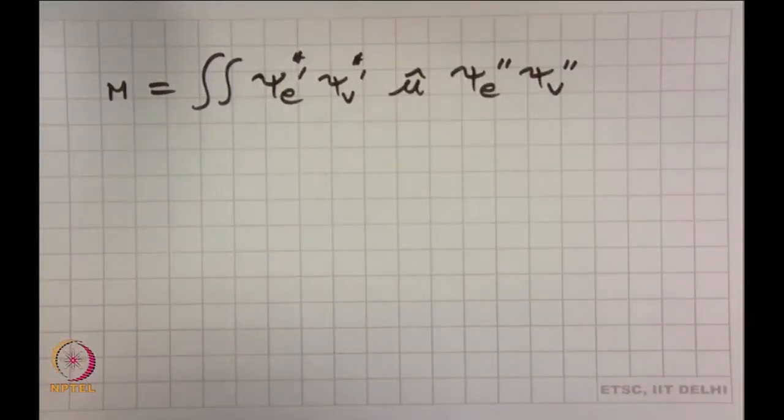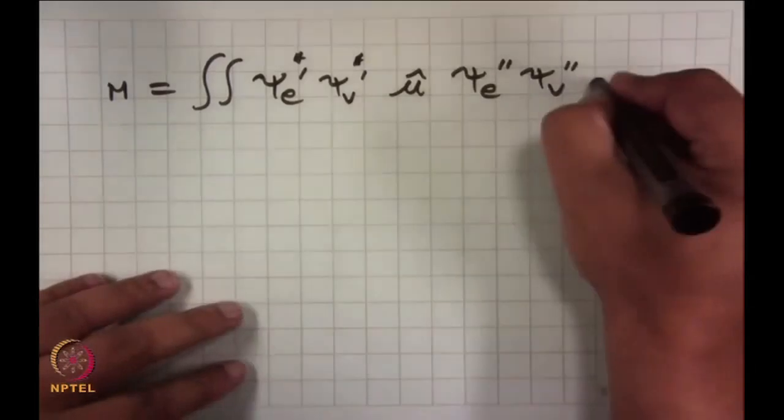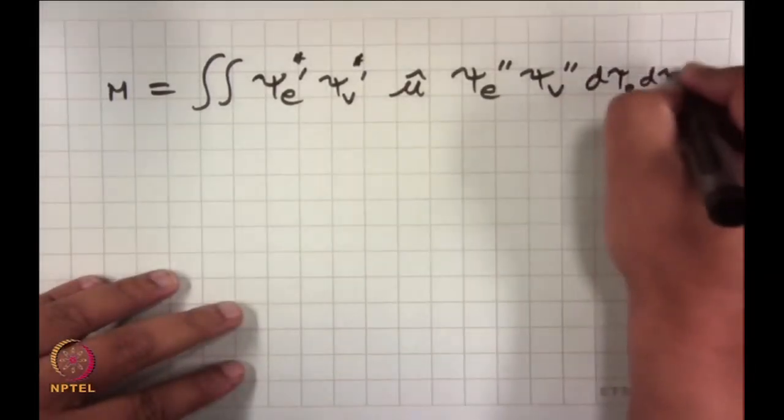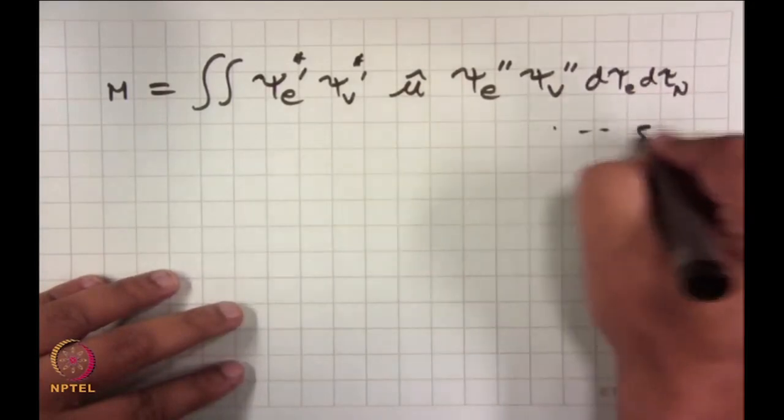Then you would be having your volume elements, but how many volume elements would you be having here? What are the coordinates involved? Good. You will be having 6 volume elements, that is true. So, essentially without splitting each volume element into 3, there will be 2 volume elements. One volume element will be defined by the coordinates of the electron, the other volume element will be defined by the coordinates of the nucleus. So, it would be having d tau e, then d tau n. So, this would be equation number 5.